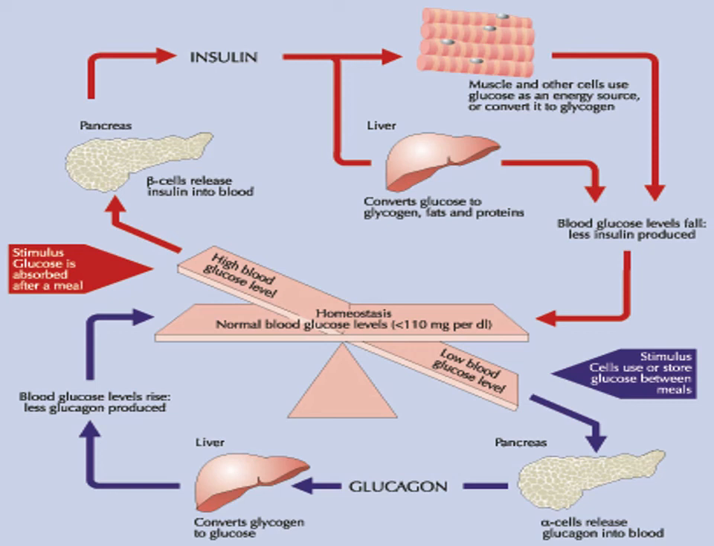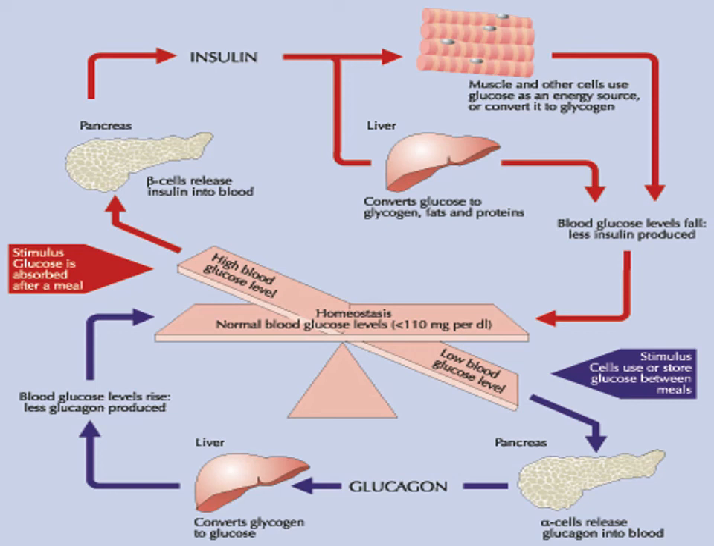And it will stimulate the liver to convert glucose into glycogen, which will be stored. These actions will result in lower glucose blood level. When the blood level reaches its normal level, the production of insulin is reduced.